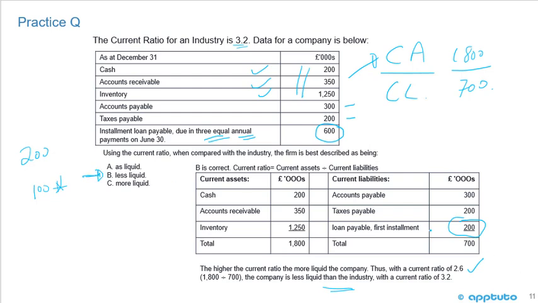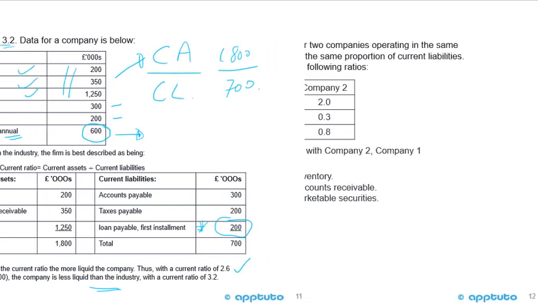Okay, so that one, just a little adjustment that you had to make. Just be aware, with an installment loan payable due in 3 equal annual payments, the payment that is due this year is considered to be current. The payments that are due after are considered to be non-current, so we had to make a little adjustment there on our current liabilities. Nice little question.